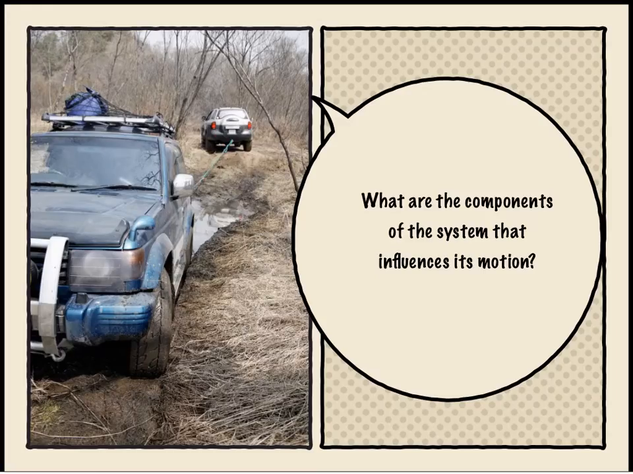What are the components of the system that influence its motion in this picture? The components are Vehicle 1, Vehicle 2, a rope, and the ground or the earth.